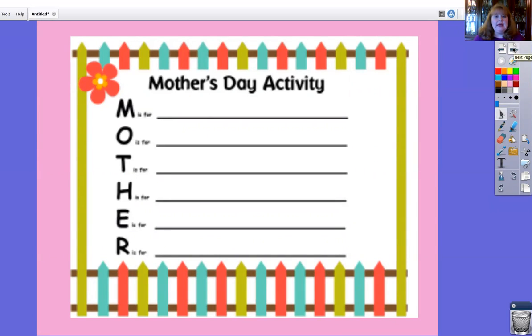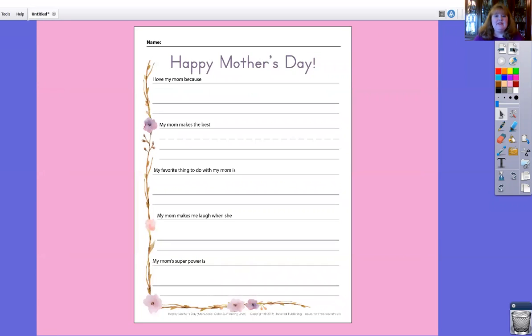And then finally, the last activity is just a little different. It's not an acrostic, but it's a little different. It says, Happy Mother's Day! I love my mom because blank. My mom makes the best blank. My favorite thing to do with my mom is blank. My mom makes me laugh when she blank. My mom's superpower is blank.